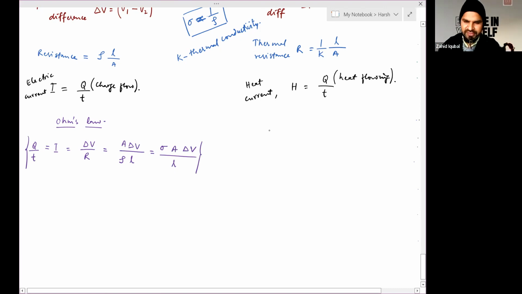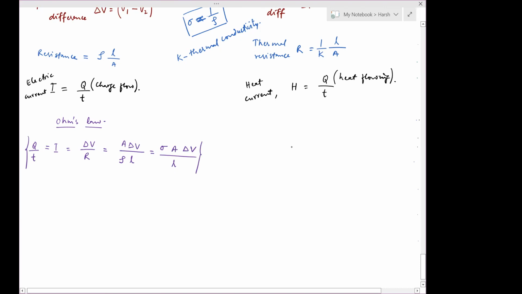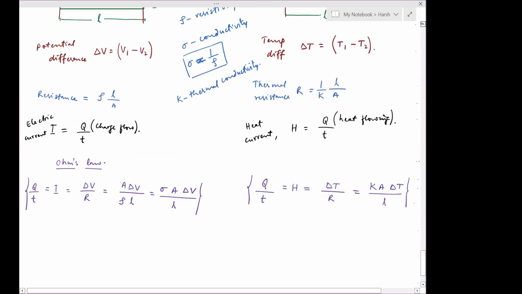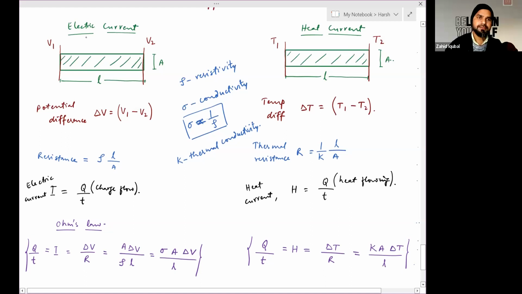Similarly, we may define it in terms of heat current as well. According to the same law, heat current equals temperature difference divided by resistance offered. Heat current is flow of heat per unit time, which equals K A delta T divided by L. So using this concept, it will be easier for you to remember these two concepts. Is it clear? Harsh, any doubt? Okay, just write it down.